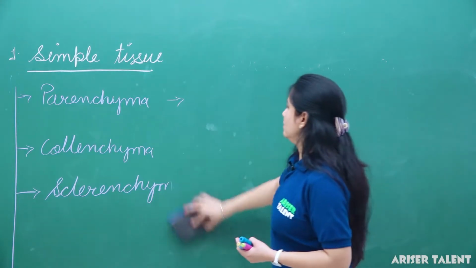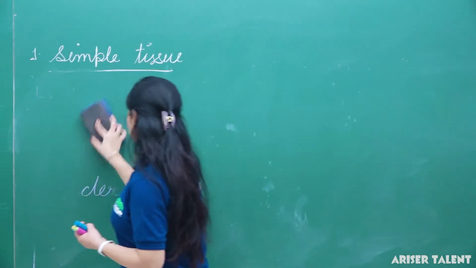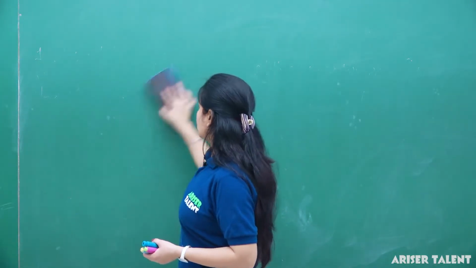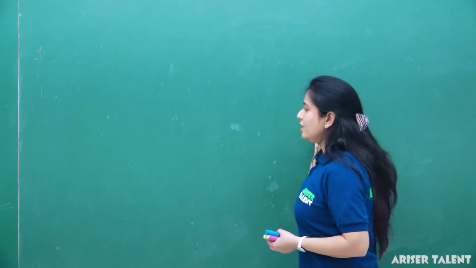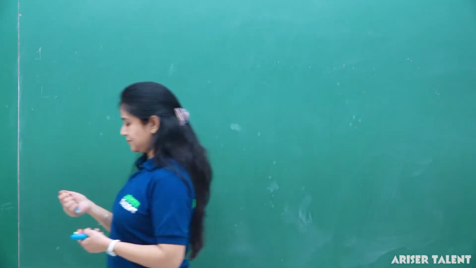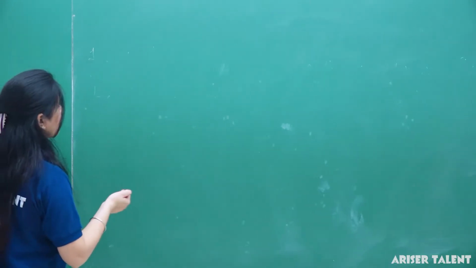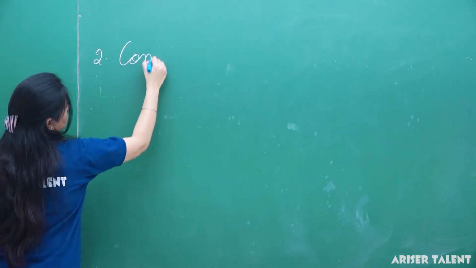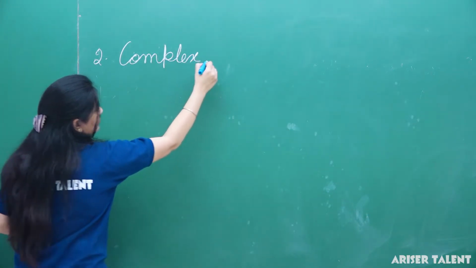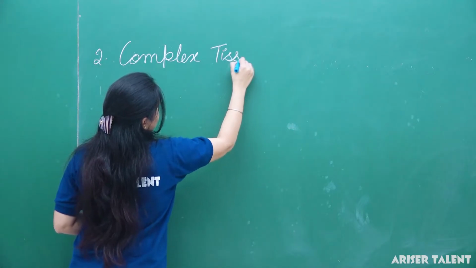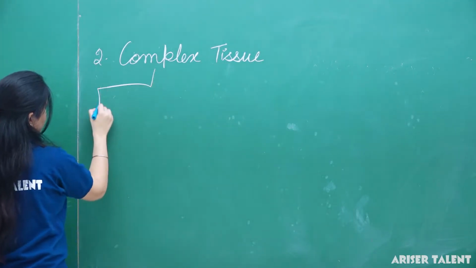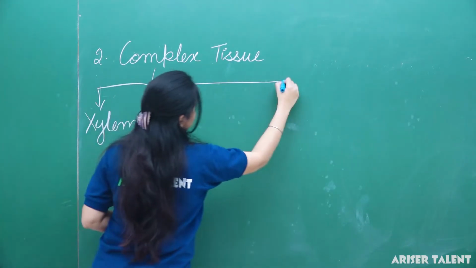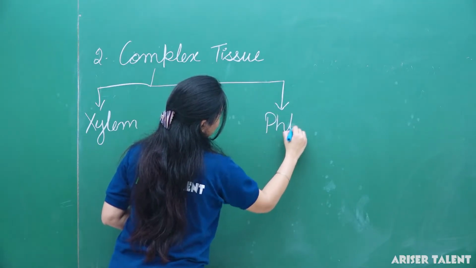Next is complex tissue. The second part of the permanent tissue is complex tissue. Complex tissue means they are made up of more than one type of cell. Complex tissue is again of two types, xylem and phloem.